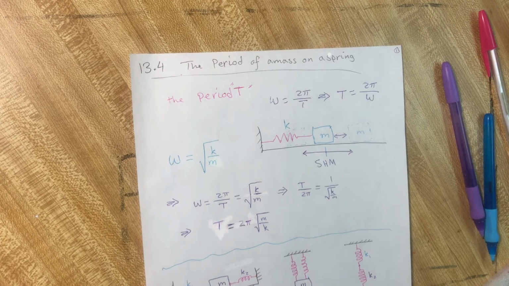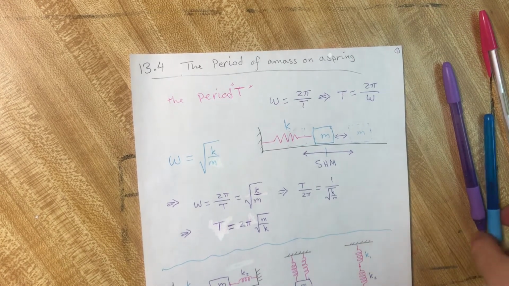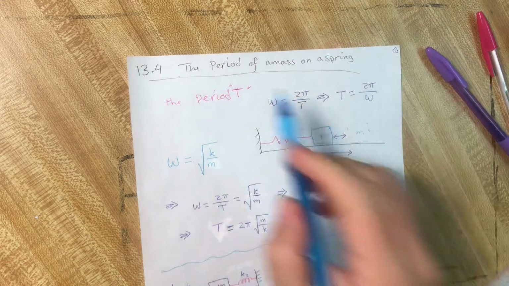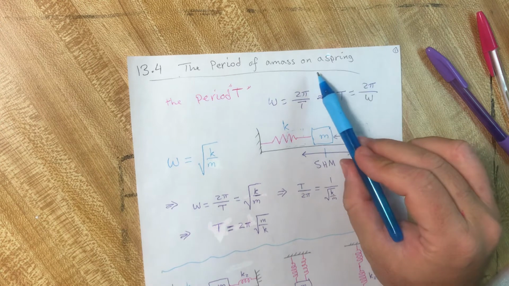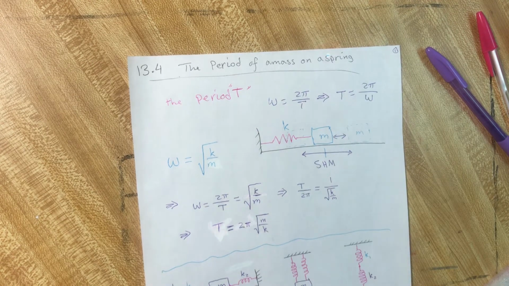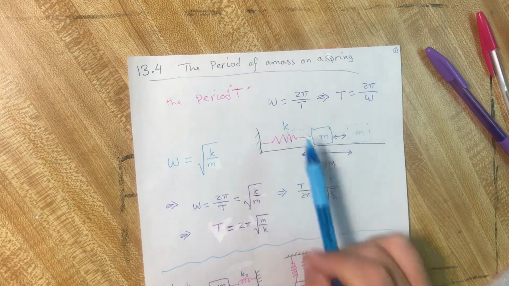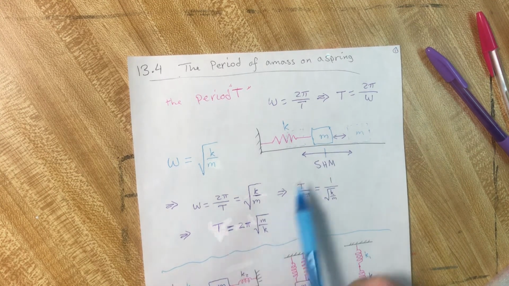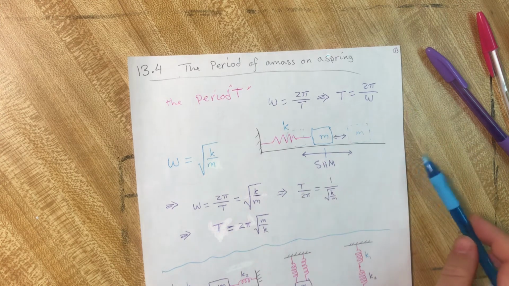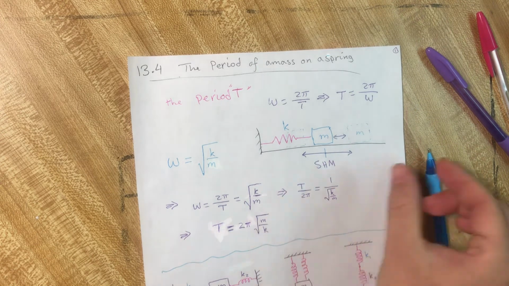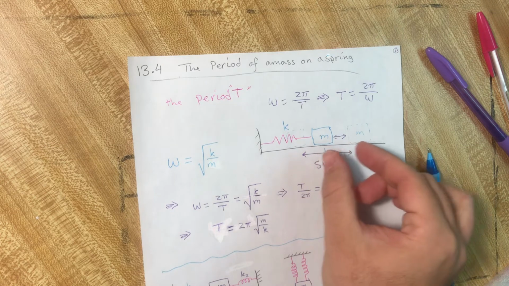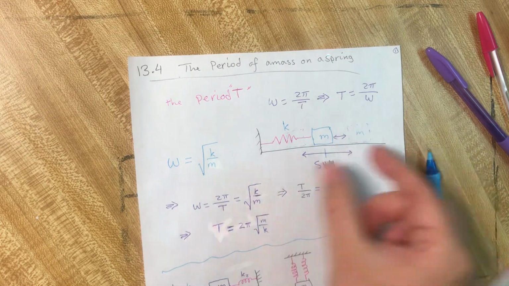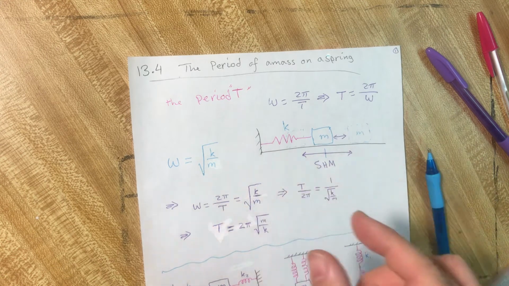Okay, students, now we'll talk about the last required section in this chapter, which is the period of the mass attached to a spring. If we have a spring with constant K and a mass M, we make this system vibrate. If we pull or push the mass and leave it, then it will start oscillating.